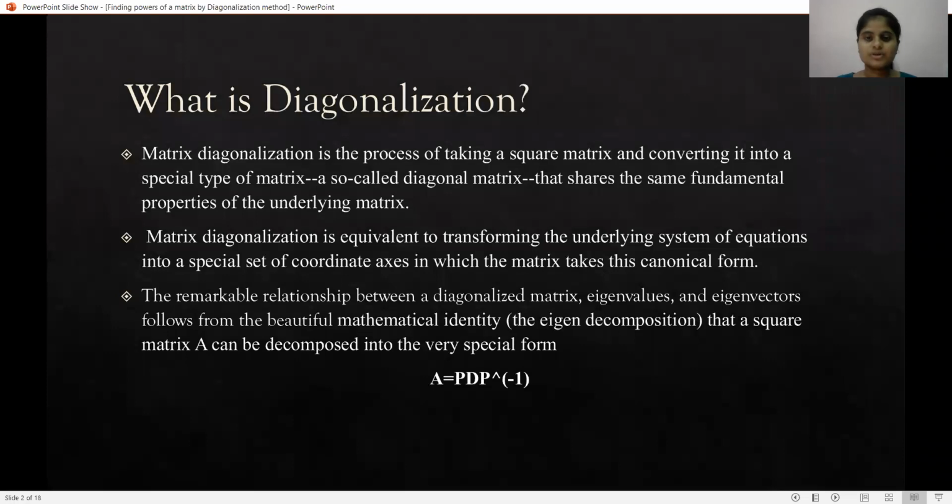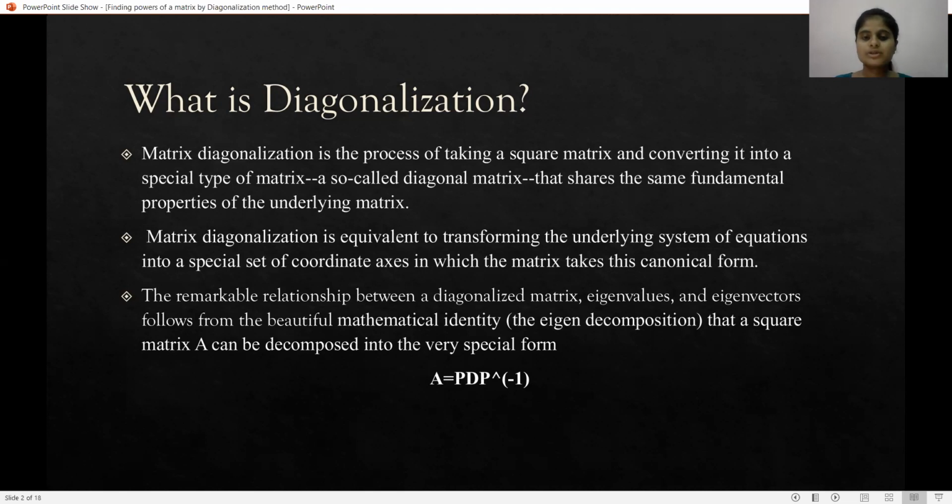Matrix diagonalization is the process of taking a square matrix and converting it into a special type of matrix, a so-called diagonal matrix, that shares the same fundamental properties of the underlying matrix. Matrix diagonalization is equivalent to transforming the underlying system of equations into a special set of coordinate axes in which the matrix takes this canonical form.